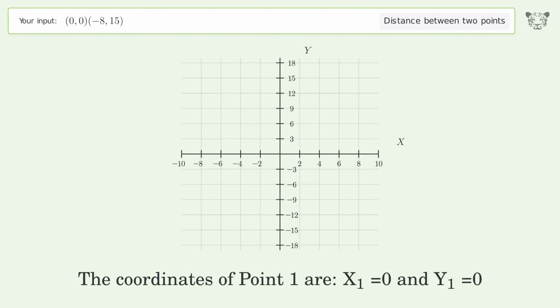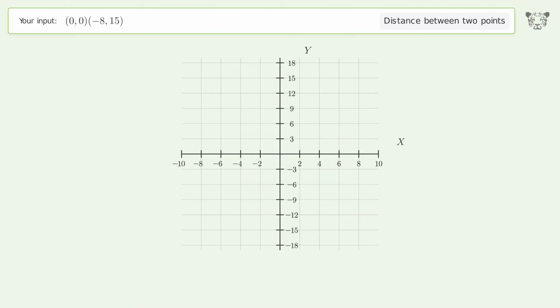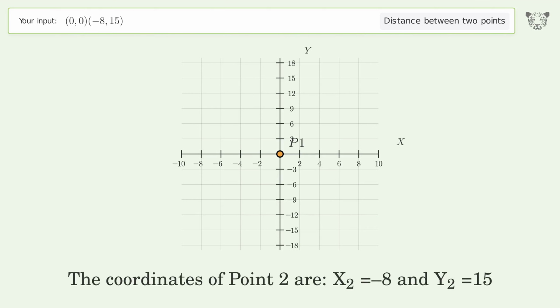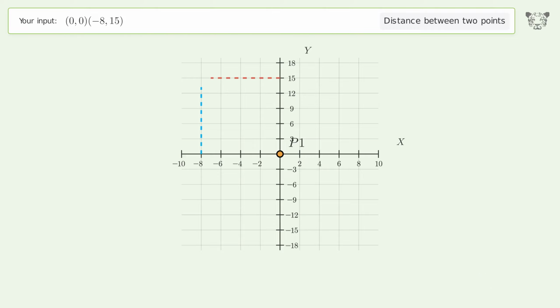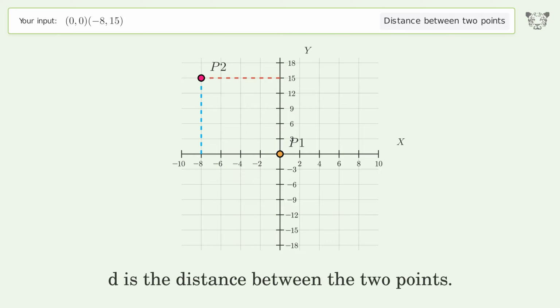The coordinates of point 1 are x1 equals 0 and y1 equals 0. The coordinates of point 2 are x2 equals -8 and y2 equals 15. D is the distance between the 2 points.